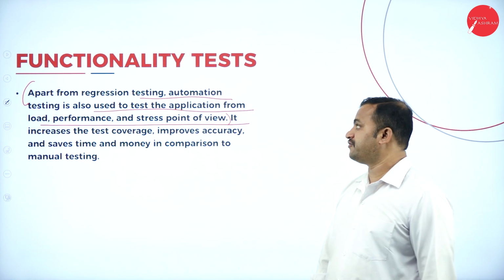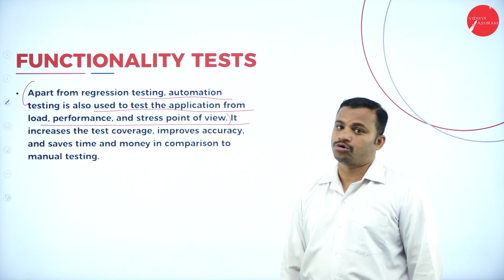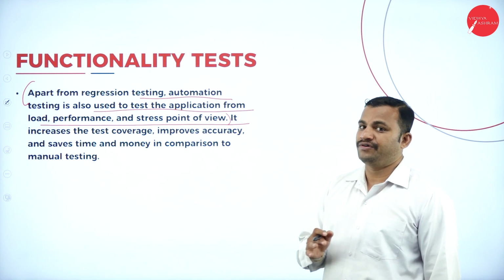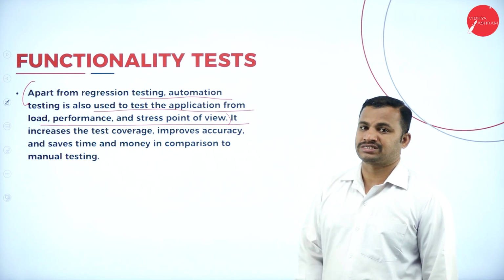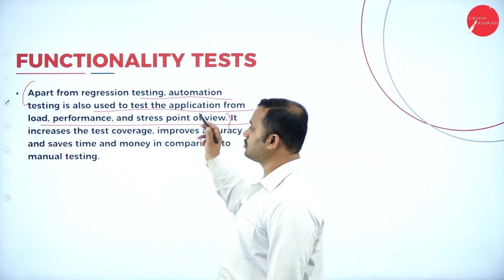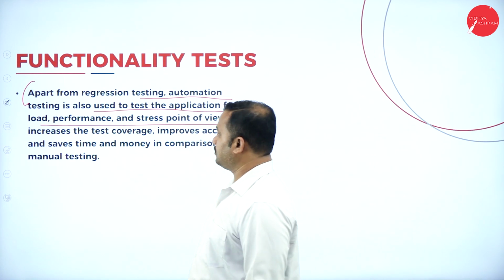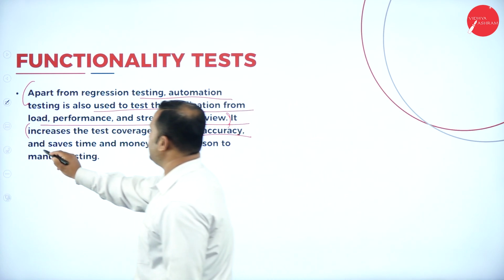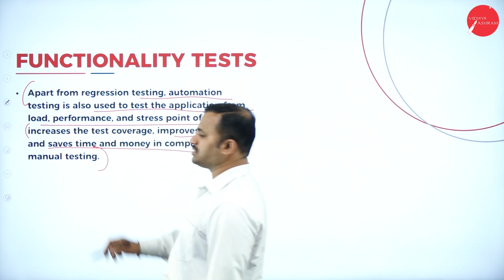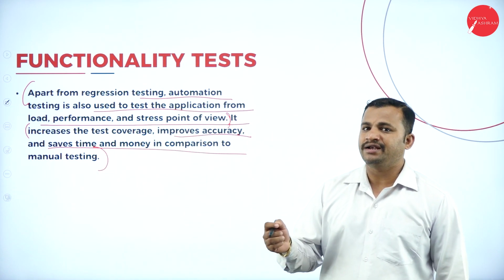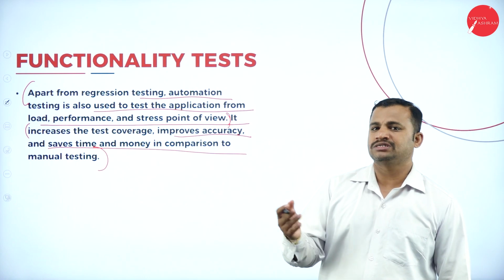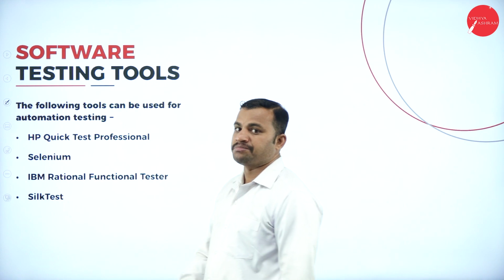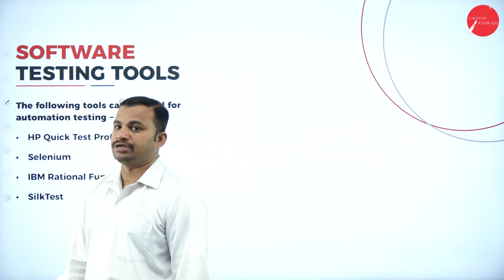In addition to those kinds of testing, the system is also tested with automated testing tools to check whether its performance is good, even in terms of load and in times of stress. All of that is carried out in functionality testing. It increases test coverage, improves accuracy and saves time and money in comparison to manual testing because it is very quick. If we write a script and give it to the system, it checks the bugs present in a program and reports them to the user. So it is less time consuming in comparison with manual testing.